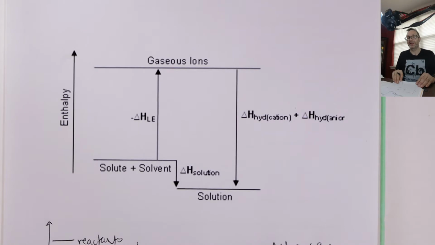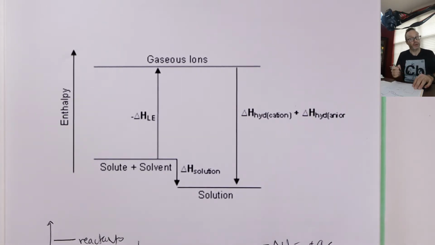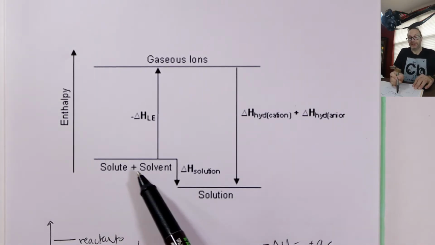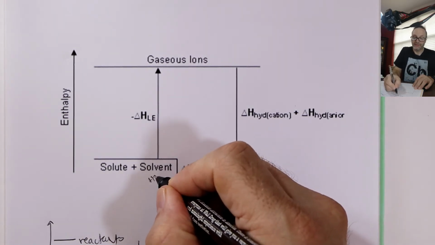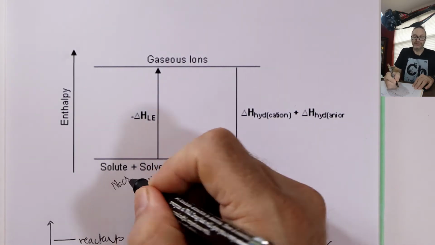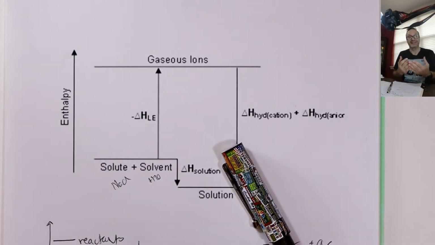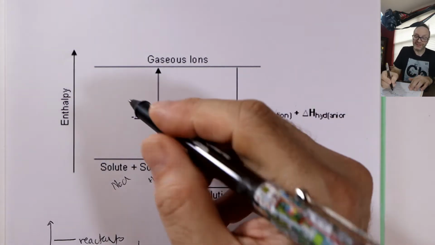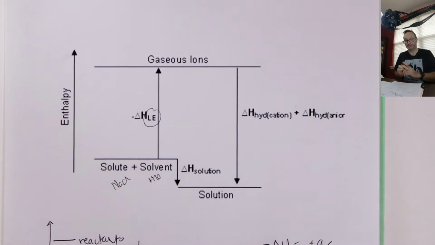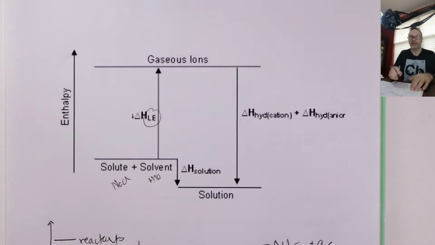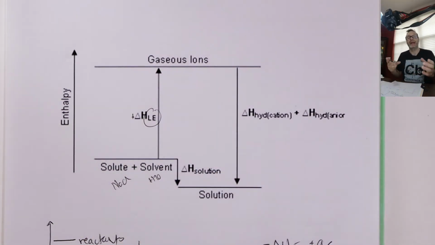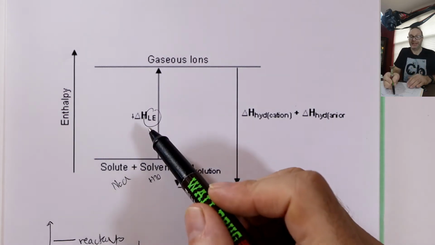Now, here's your enthalpy diagram for dissolving. You start with a solute and a solvent. The solvent is water, and the solute may be NaCl, some ionic solid. What you have to do is break the bonds in the reactants and then form bonds in the products. Where it says LE, you may remember that from the solutions packet. That should actually be a plus there. You're going to put energy into a crystal to break all the bonds. That's called lattice energy, so LE is lattice energy.